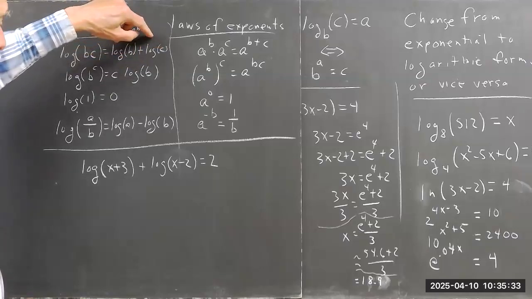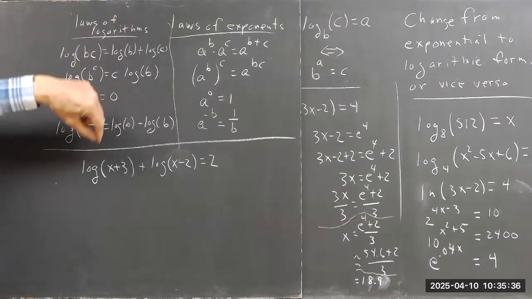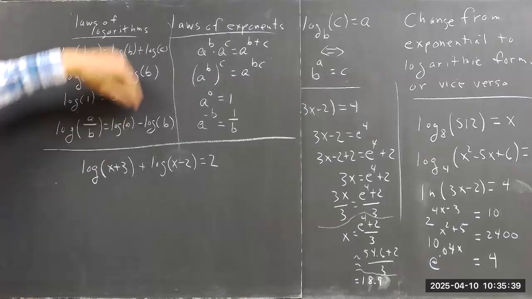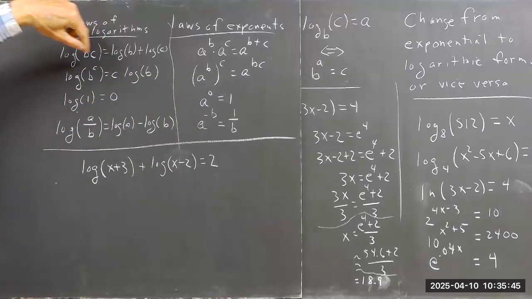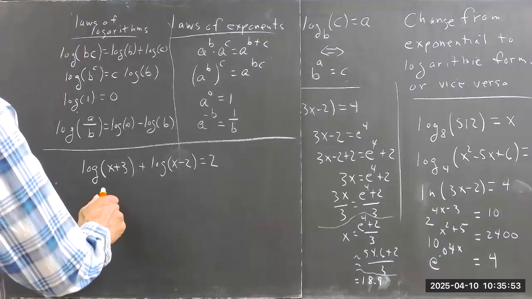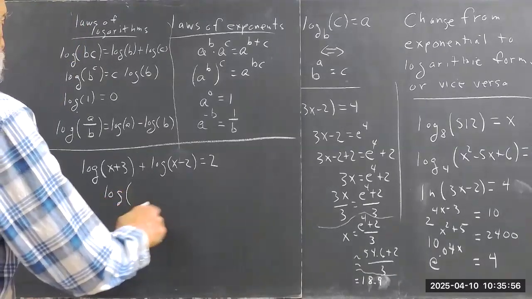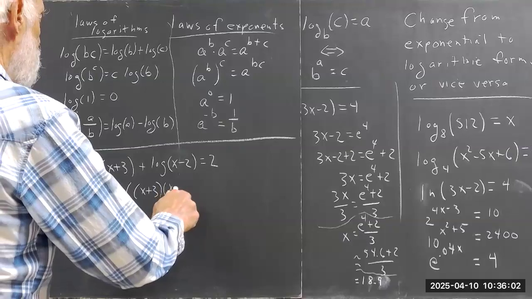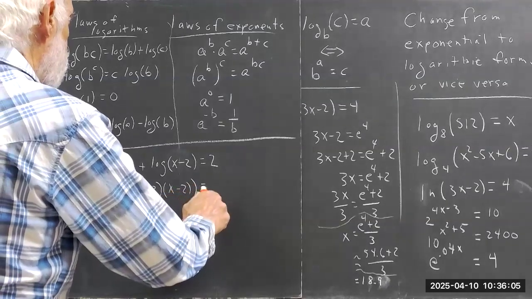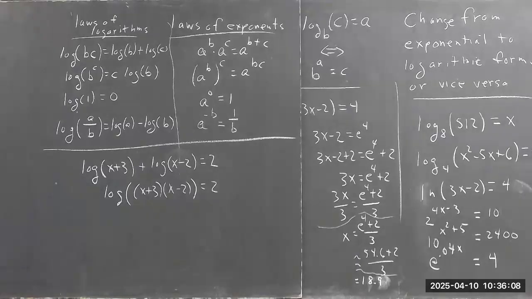By this rule, if B is x plus 3, and C is x minus 2, then this sum would be equal to the log of B times C, which is log of x plus 3 times x minus 2. So you write the log of x plus 3 times x minus 2 equals 2. Okay? And that's very good. Well done.